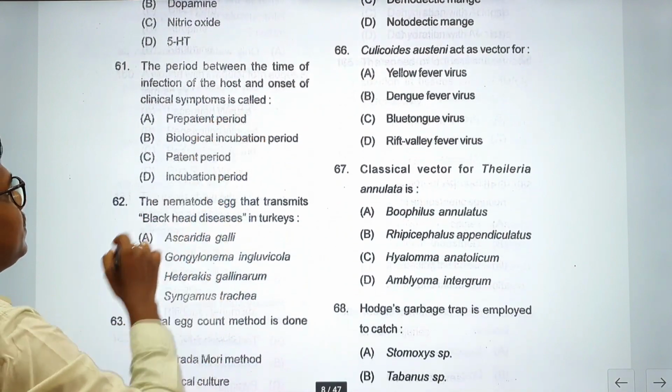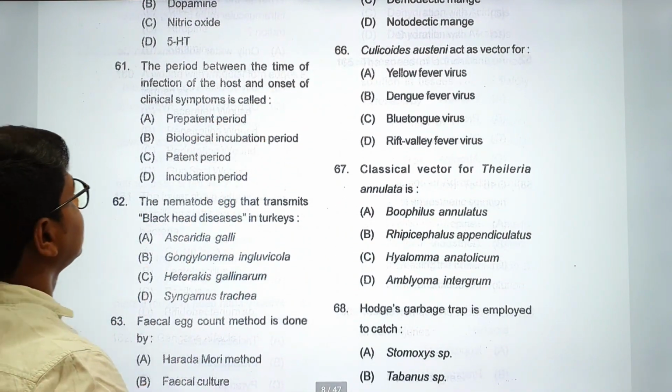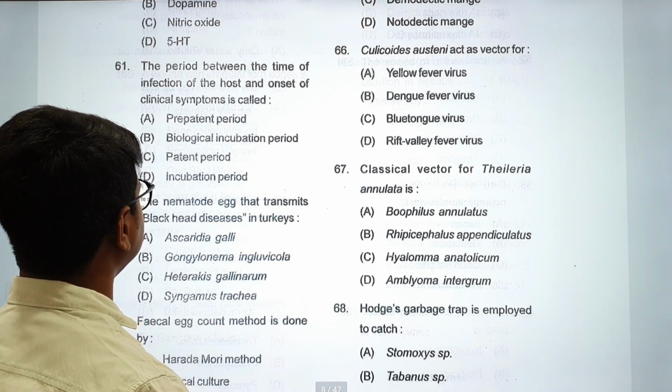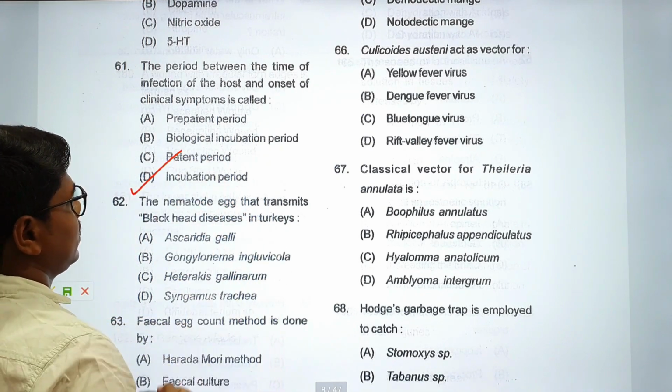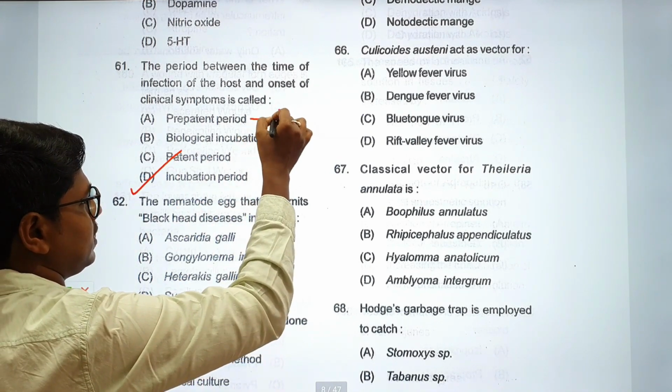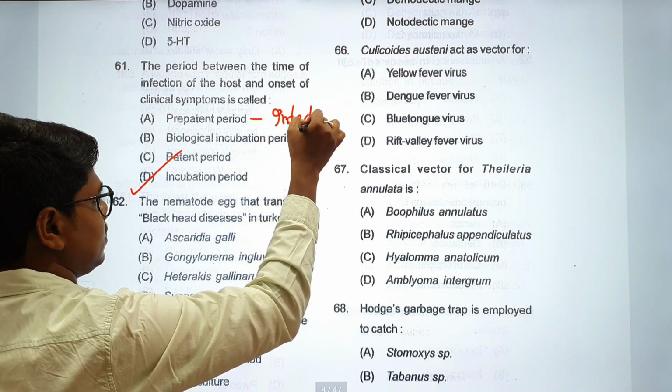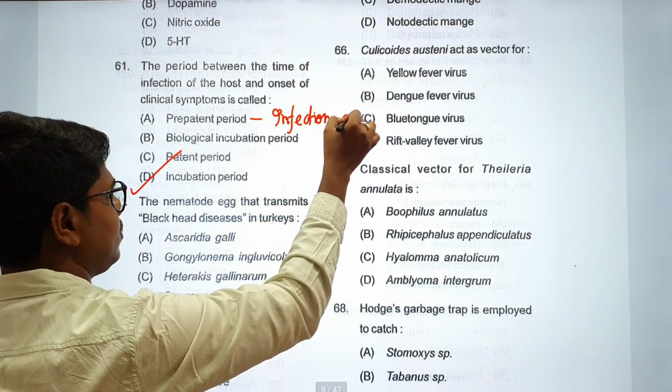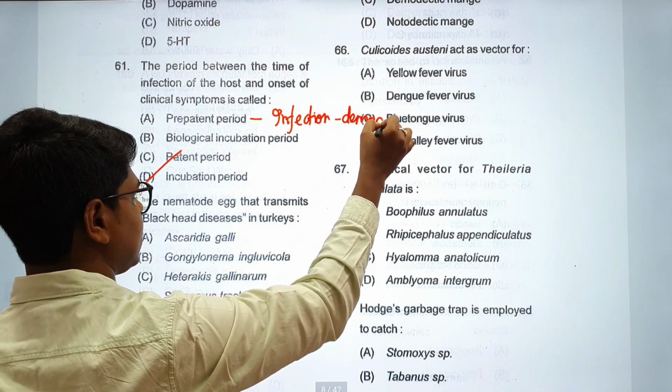61. The period between the time of infection of the host and onset of clinical symptom is incubation period. Pre-patent period, infection to the demonstration. When the infection happens till you demonstrate the organism is pre-patent.